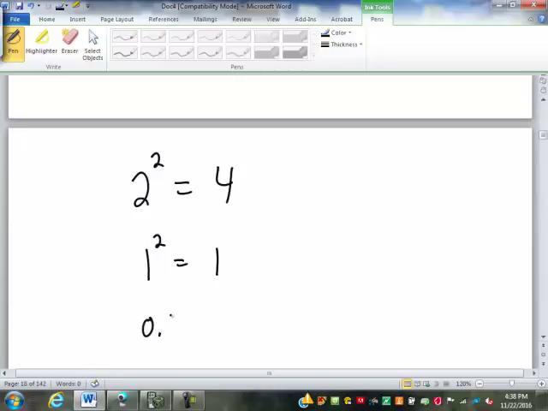If I have 0.5 squared, that's going to give me 0.25. It got smaller because I'm multiplying 0.5 by another 0.5. I'm multiplying it by something smaller than 1. And when I multiply by something smaller than 1, the number gets smaller. So when I'm doing squares, or any power for that matter, if I'm starting with something larger than 1, the result will get larger. If I'm starting with something smaller than 1, the result's going to get smaller.